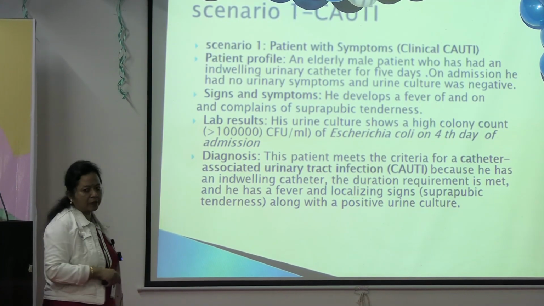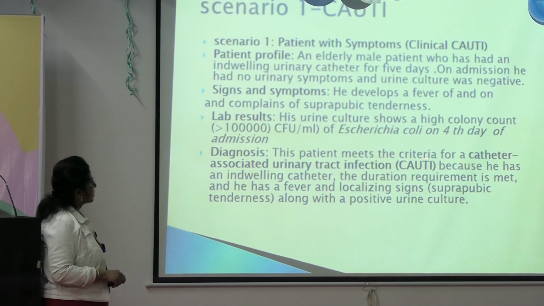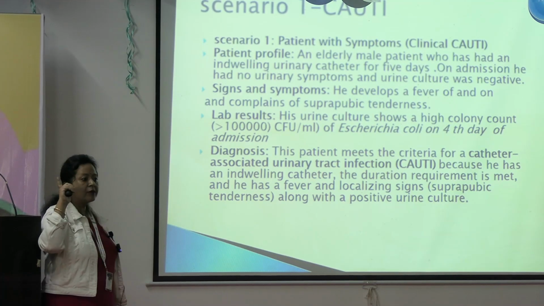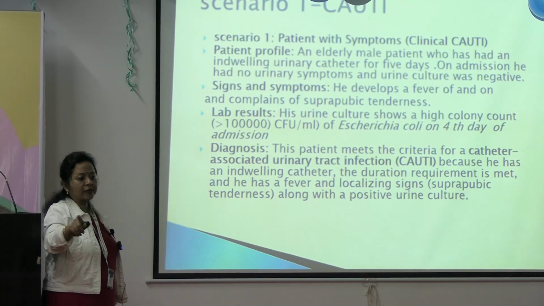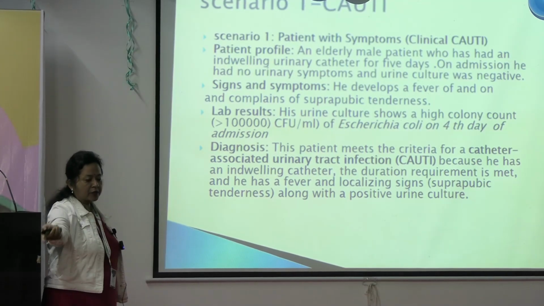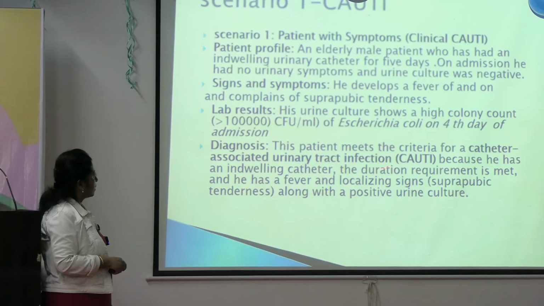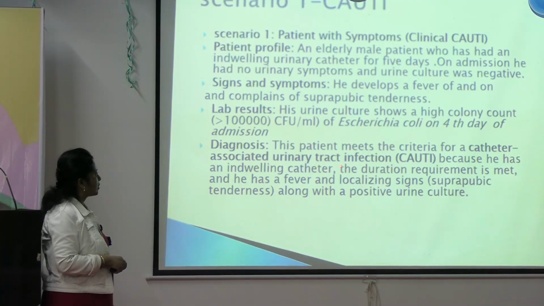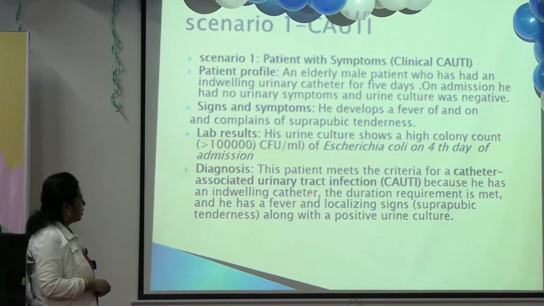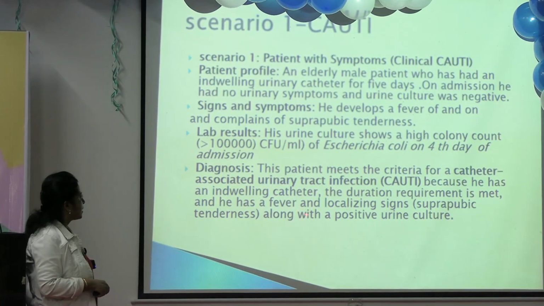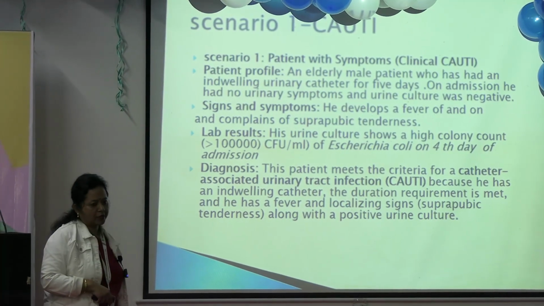coli on the 4th day of the admission, okay? So diagnosis, this patient meets the criteria for, 48 hours we had told, after admission. Initial urine, when you took the culture, there was negative, but 48 hours later this incident happened. And then, he is having a catheter, so it is catheter associated urinary tract infection because he has an indwelling catheter and the duration requirement is met and he has fever and all other signs and symptoms along with the positive urine culture.